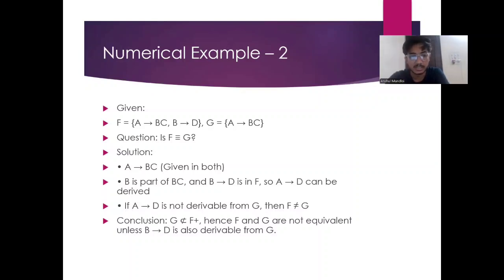If A tends to D is not derived from the function G, then F is not equivalent to G. So here we can see that F plus is not concurrent to G, hence F and G are not equivalent unless B tends to D is also derivable from G. Unless this part is derivable, we cannot say that F is equivalent to G. So in conclusion, as of now, we can say that F is not equivalent to G because B tends to D is not derivable. F and G are different functions.